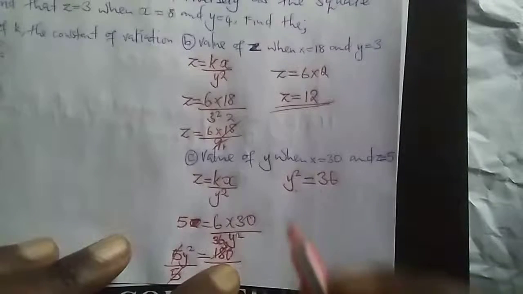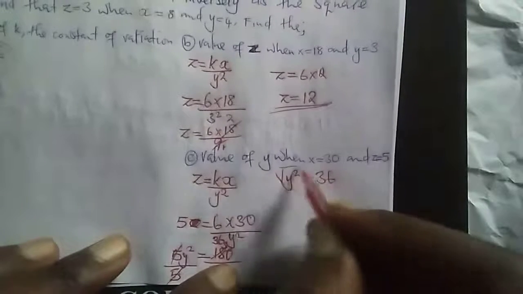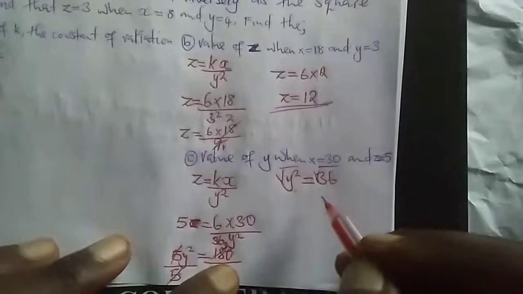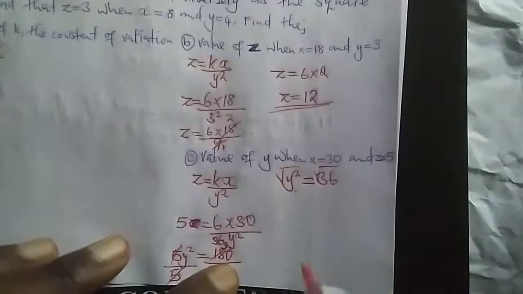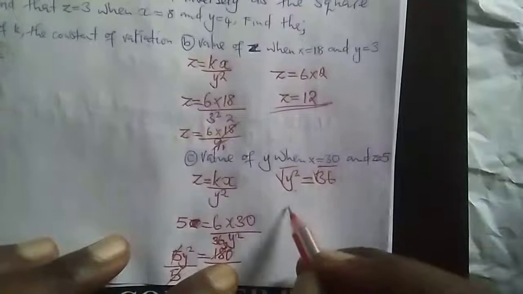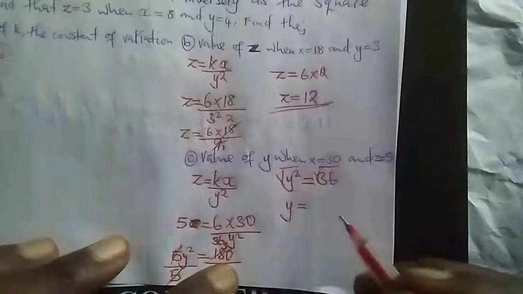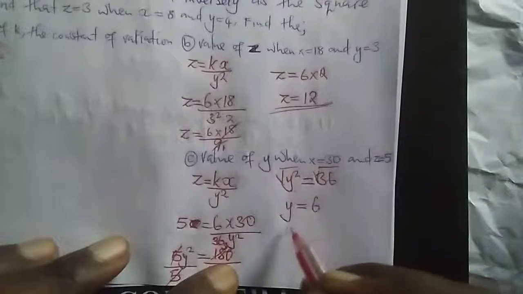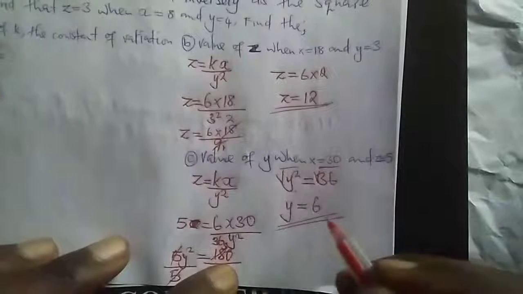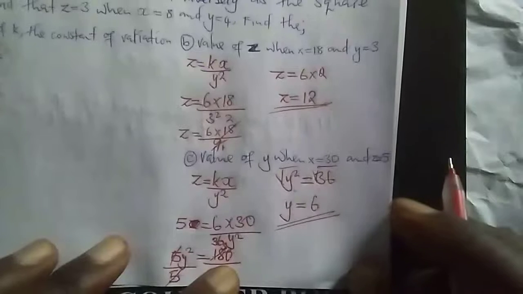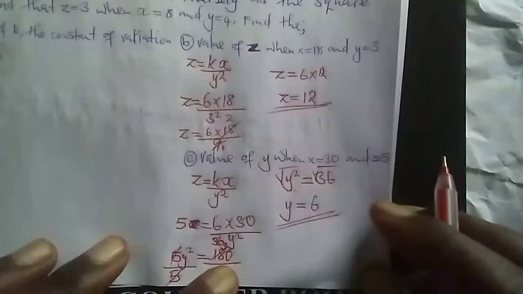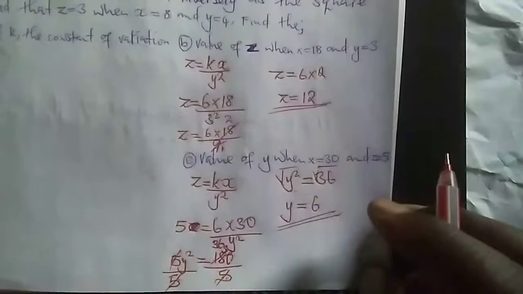Okay, so what I'm going to do now is find the square root of these terms, because I want to remain with y on one side. When I find the square root of y squared, it's going to give me y, which is equal to the square root of 36, which is 6. So the value of y when x is equal to 30 and z is equal to 5 is 6. Basically, this is what you need to do.